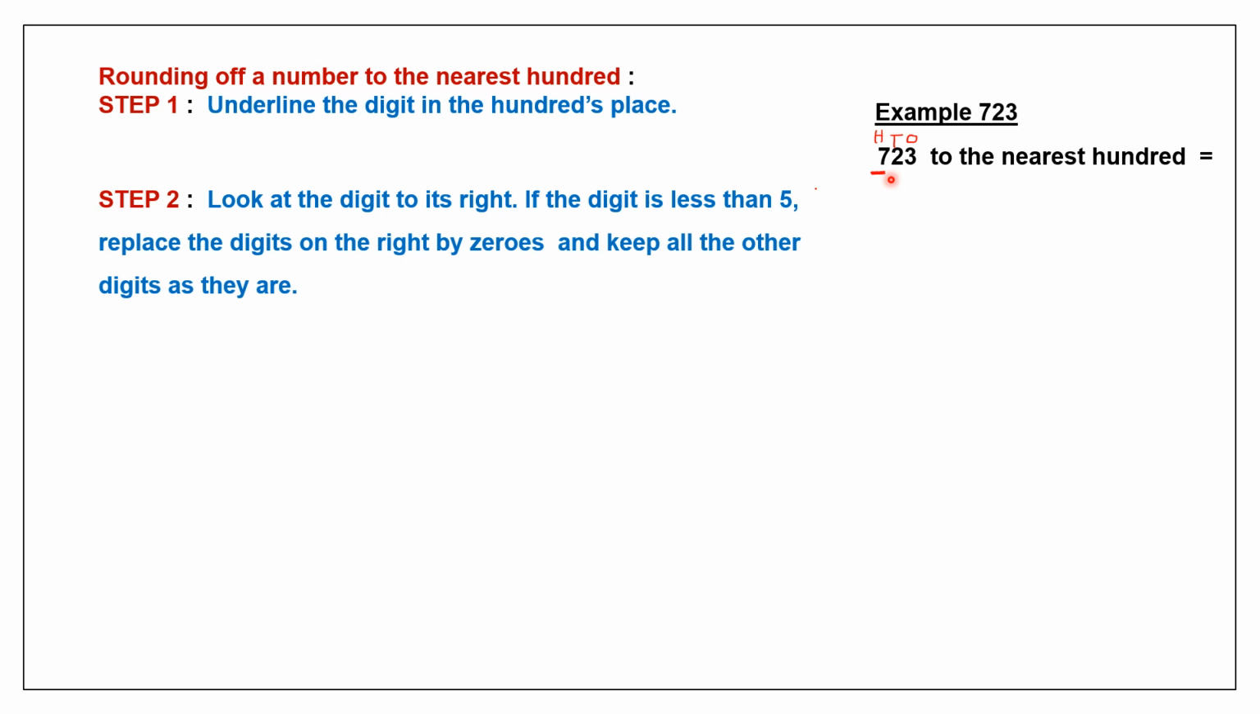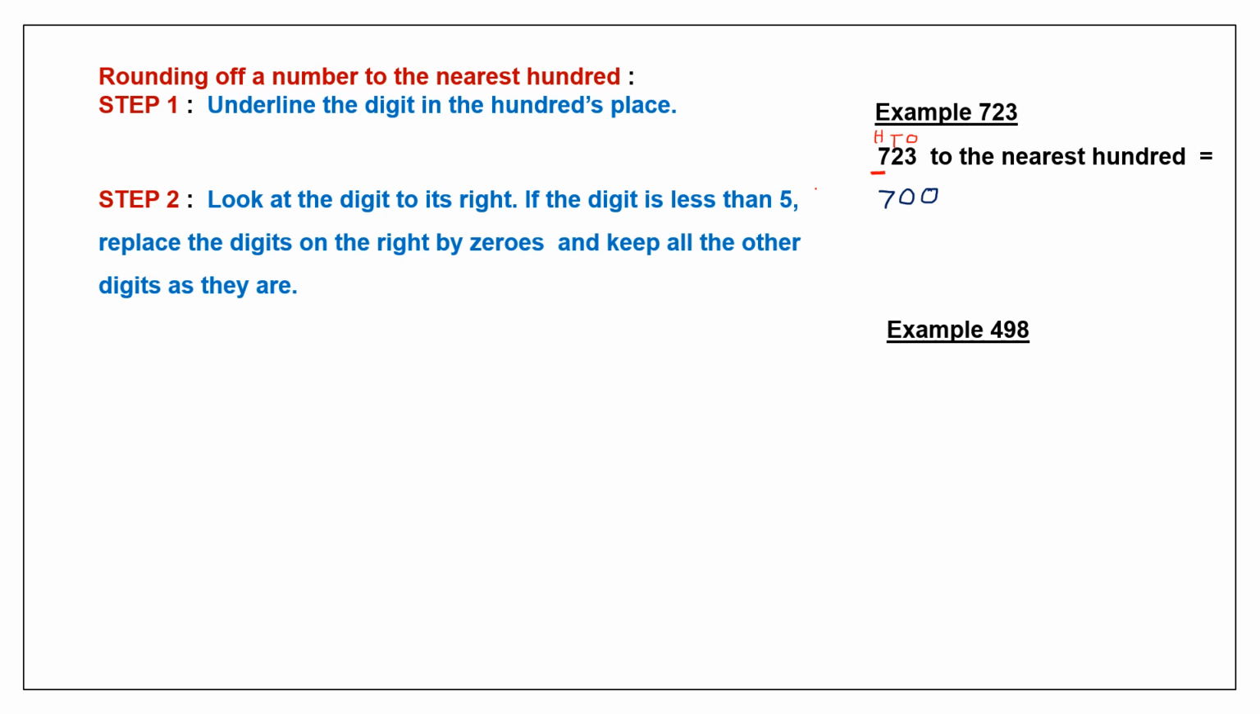So what is the digit next to 7? It's 2. If the digit is less than 5, yes, it is less than 5, replace the digits on the right by zeros. So after 7, whatever you have on the right, replace it by zeros and keep all the other digits as they are. Here we have only 7, so keep 7 as it is. Okay, so what do we get here? We get 700. So when you round off 723 to the nearest 100, you get 700.